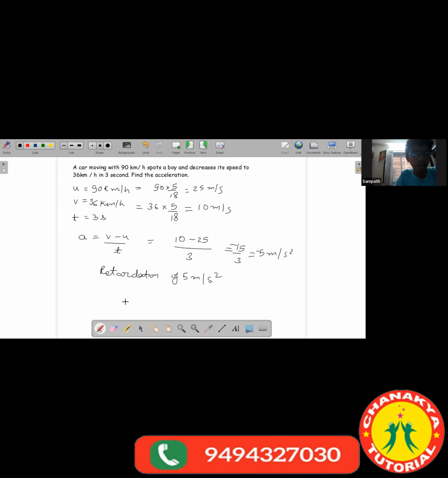Should we convert it again into kilometer per hour? No, it has to be in SI units. Your final answer has to be in SI units. So whenever you answer, your final answer should be in the SI units as far as possible. Got it? So shall we do another question?